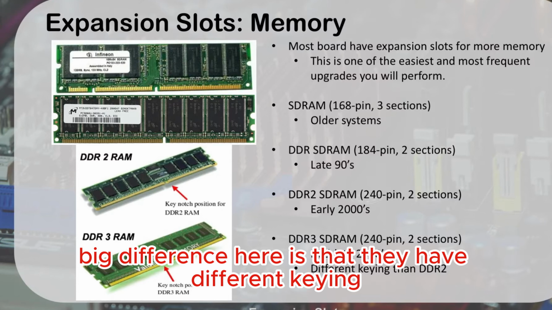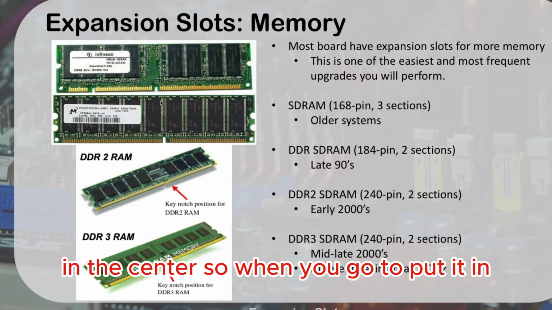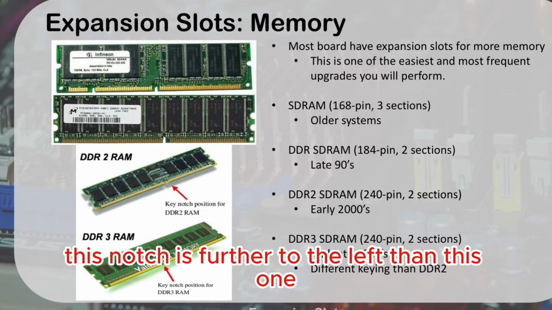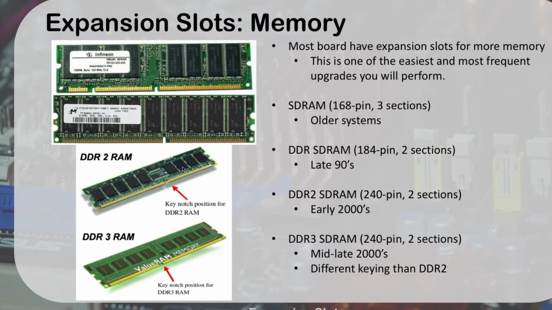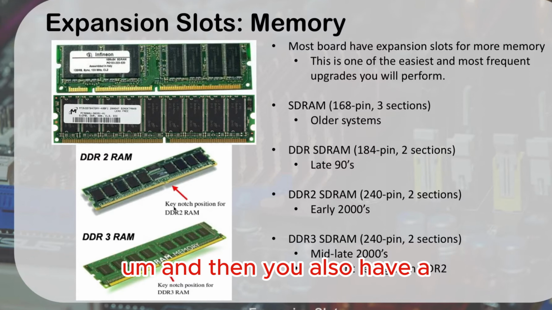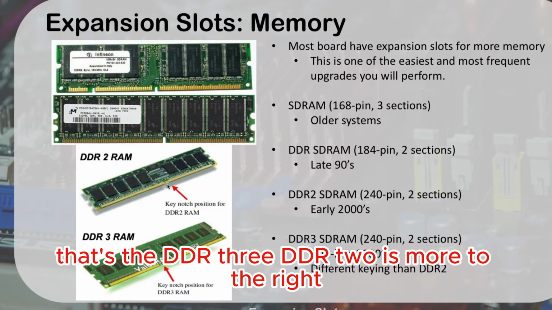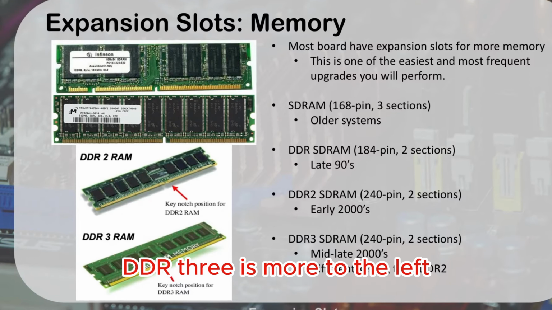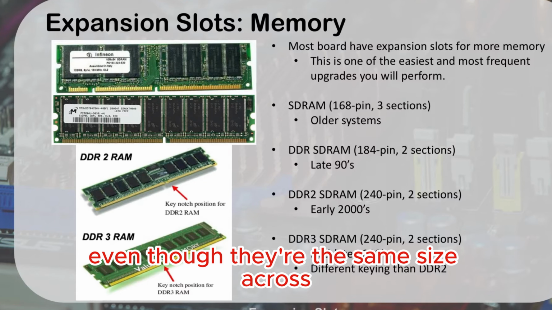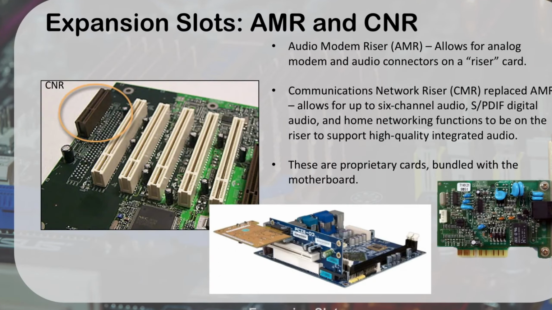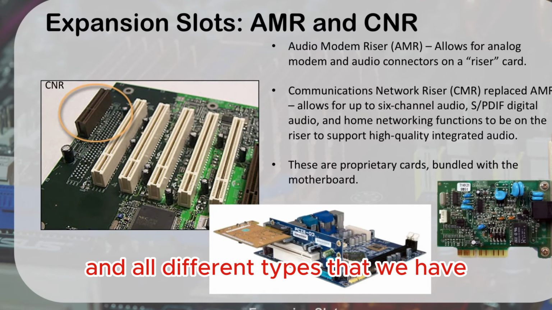Big difference here is that they have different keying. And when I talk about keying, what I'm talking about is this little notch here in the center. So when you go to put it in, if you notice this notch is further to the left than this one, this is a DDR2, this is a DDR3 slot. And then you also have, see here, you can see the notching. That's the DDR2, that's the DDR3. DDR2 is more to the right, DDR3 is more to the left. But basically, you can't put a 2 in a 3 slot. It physically won't fit, even though they're the same size across. And we'll talk more about memory in a later lecture. We have a lecture dedicated completely to memory and all the different types that we have.